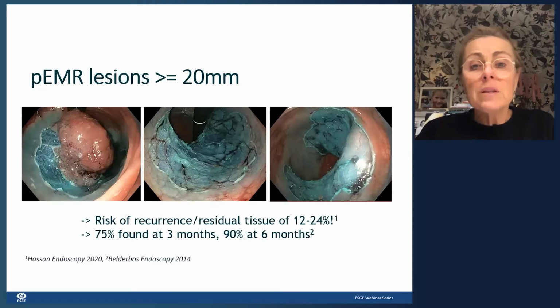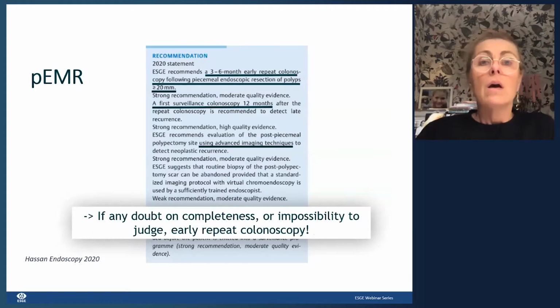When lesions are taken out piecemeal, there's of course a higher risk of recurrence, especially at that site of the maybe tiny little bits that are left after the piecemeal resection. And we know from studies that the risk is about up to 25%. Most of it is found at 3 months, but some is not detected at 3 months, but only later. So that's why in our new guideline, we advise you, after a piecemeal polypectomy, to perform an early re-inspection of the scar after 3 to 6 months, but also realize that 25% of the recurrences are not seen at that time. And that's why we advise to perform another early surveillance endoscopy after another 12 months.